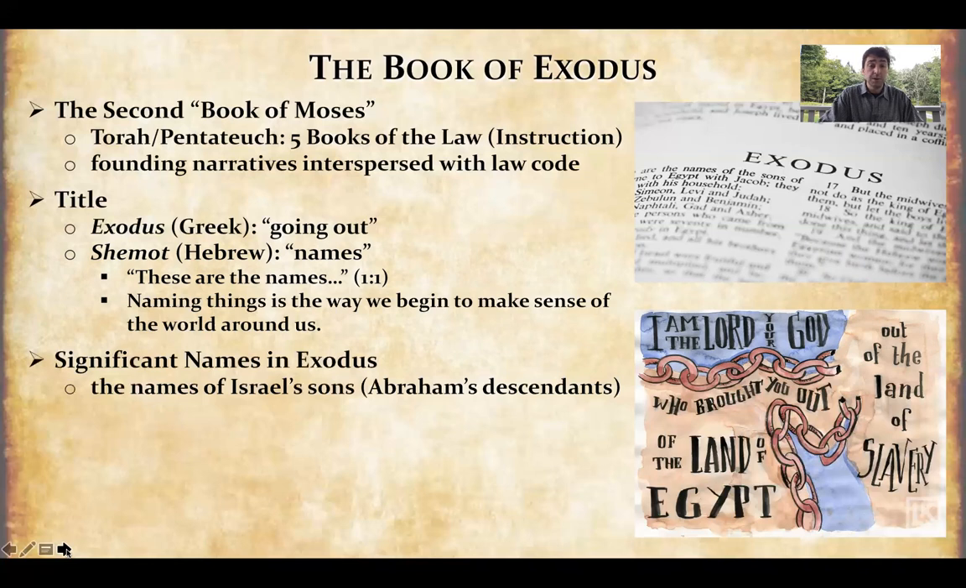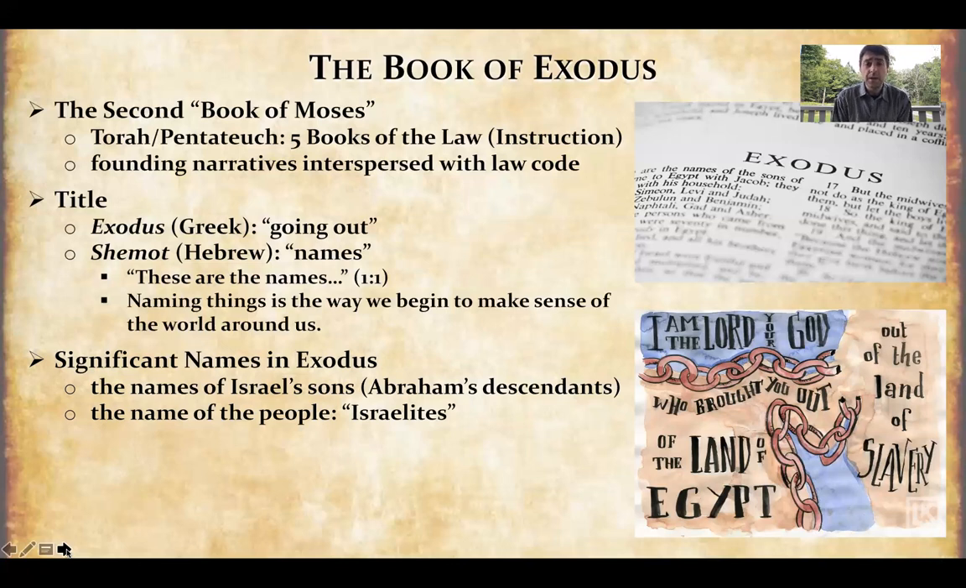The names of Israel's sons, which are right there at the beginning of the first chapter. These sons are, of course, Abraham's great-grandchildren. These are the descendants that are the recipients of the promise God made to Abraham. You learn the name of the people, the Israelites. Now you may think, oh, well, haven't we run across that before?